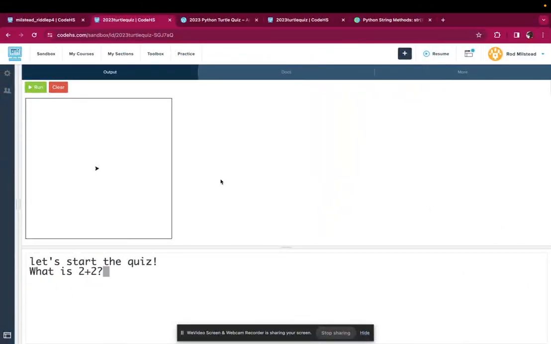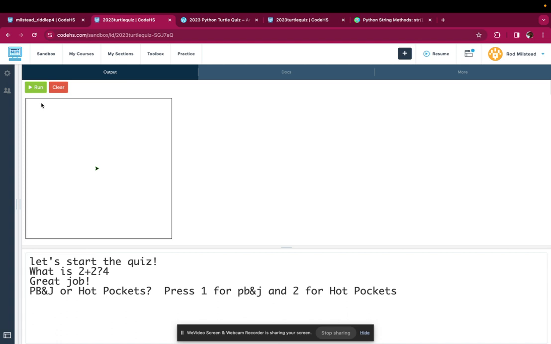All right, let's take a look at a sample Python quiz with graphics. You'll notice we've got a question already sitting here at the bottom of our screen. Let's start the quiz. What is 2 plus 2? It equals 4. Press enter. We get a green check mark. We did it right. Let's go to our next question.